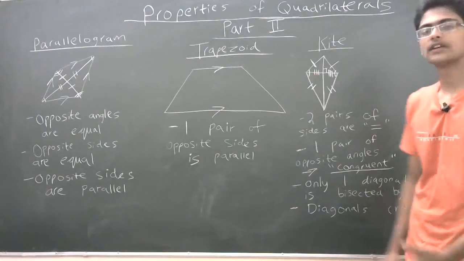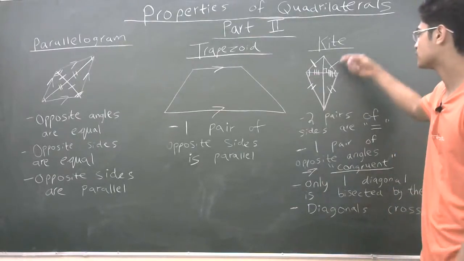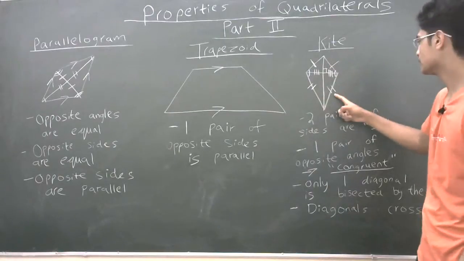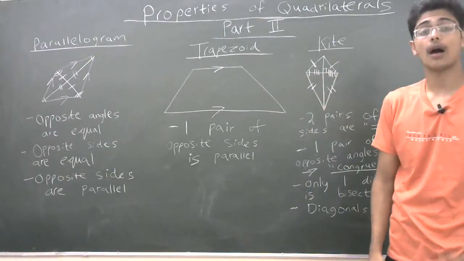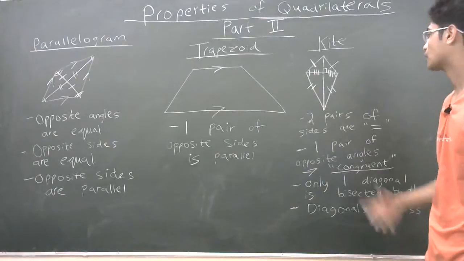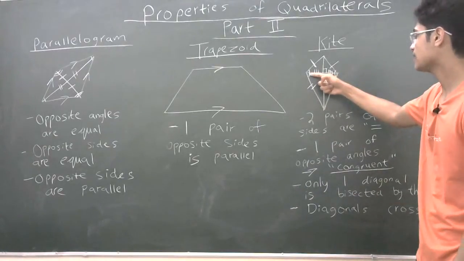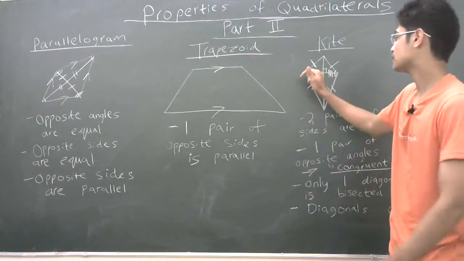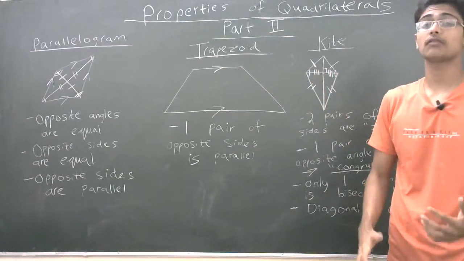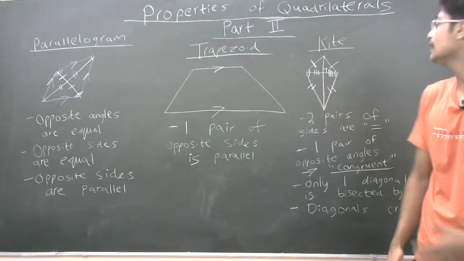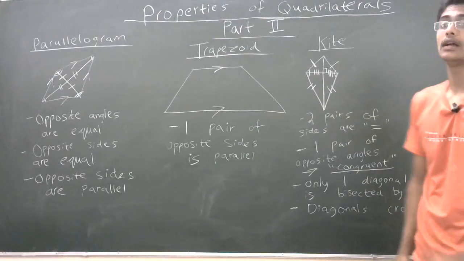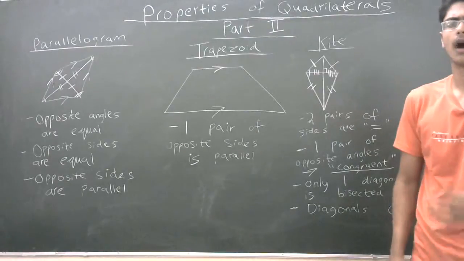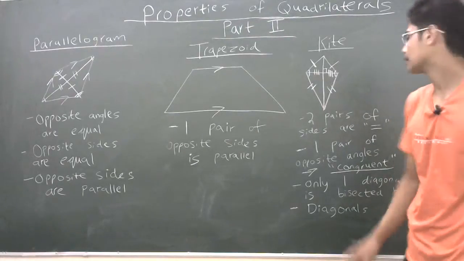So the kite has two pairs of sides that are equal in length. Here you would say that this side and this side are equal, and this side and this side. And then one pair of opposite angles is congruent. So here you could say that this angle and this angle are congruent. If you're given this, you can subtract that from 360, but not necessarily divide that by 2. It depends on the type of kite. So kites can get a little bit more complicated than you would expect.